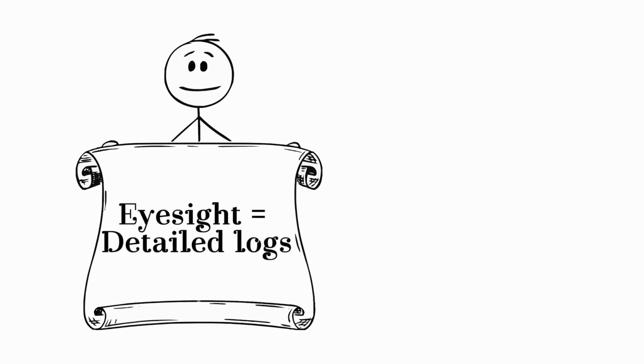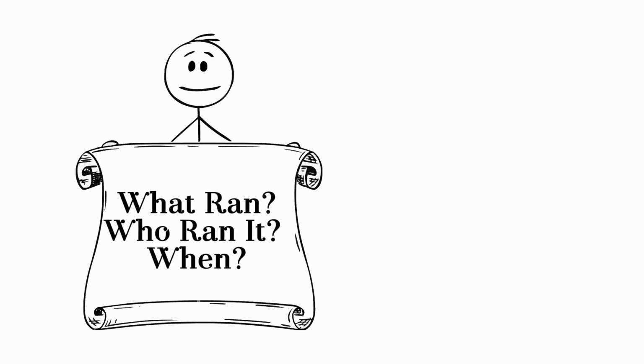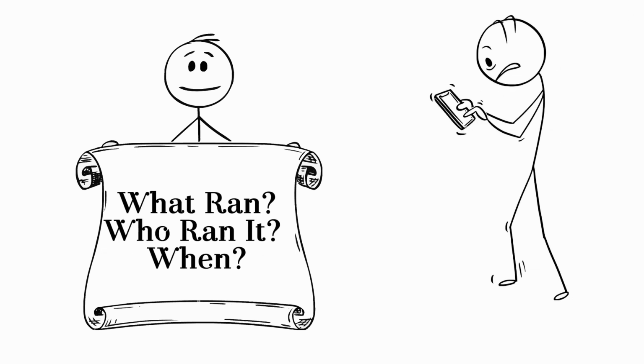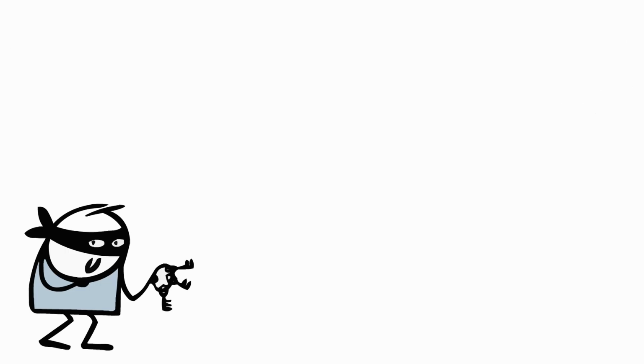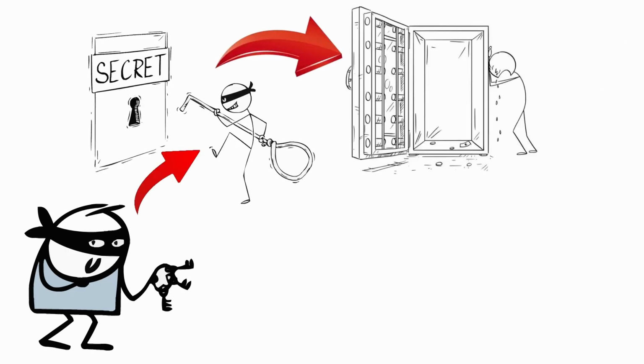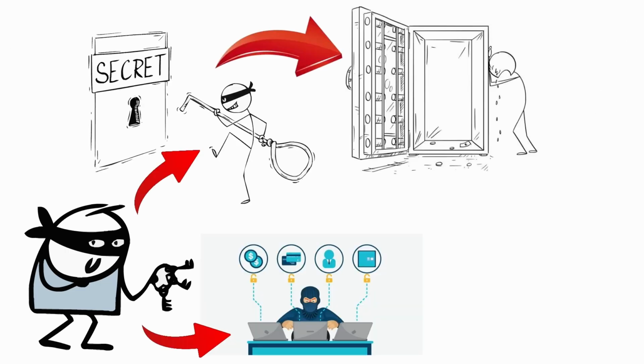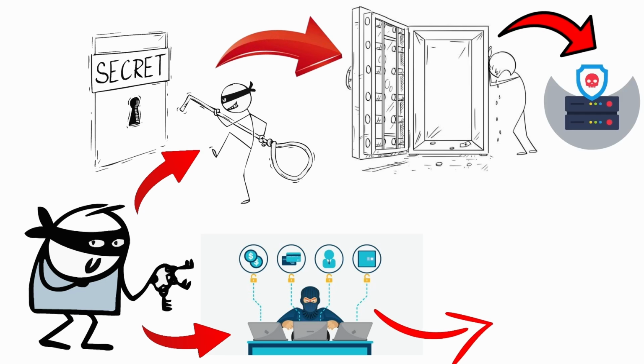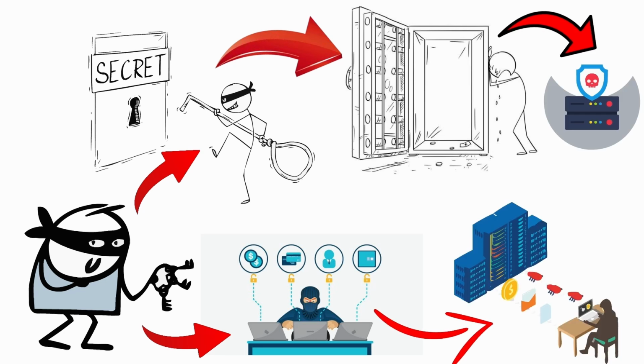Eyesight means detailed logs, what ran, who ran it, when, and a sense of normal, per user and per machine. Keys mean tiered admin, so crown jewel accounts never touch the open internet, hardware-backed credentials, allow listing on critical servers, and rotating sensitive secrets on a schedule.